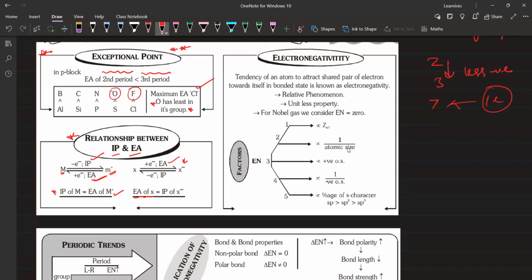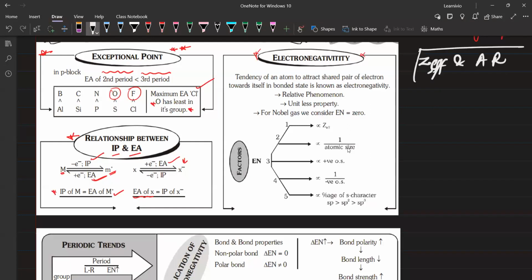Now, the next is electronegativity. Let me tell you something very interesting about these properties. First of all, we learned about the Z effective and the atomic radius. Z effective and atomic radius are the most important properties which affect the other properties. And the three other properties that we learn are ionization potential, then electron affinity, and now we are going to learn about electronegativity.